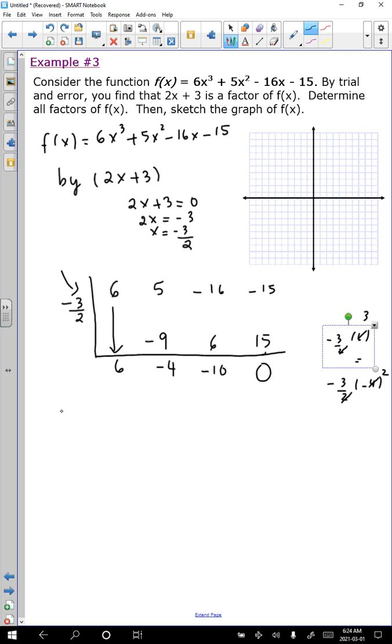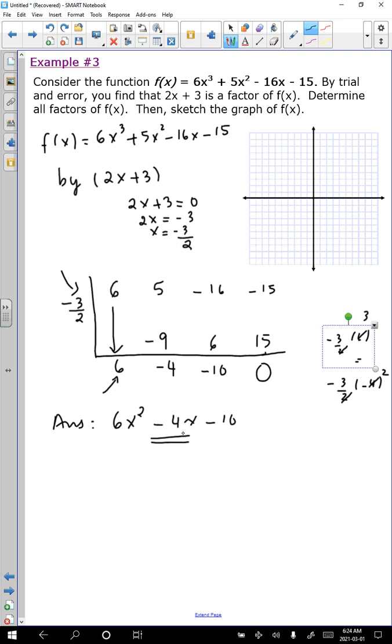So therefore, the answer is, when you divide those two, you're multiplying an x cubed term by an x term. So this is going to be 6x squared minus 4x minus 10. That's going to be your answer when you do the division.